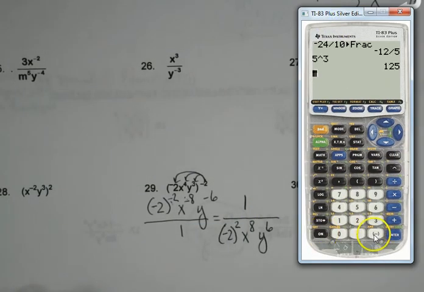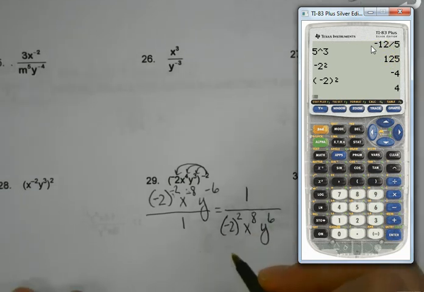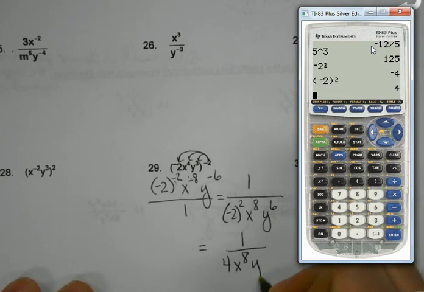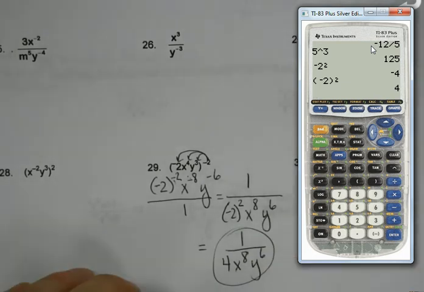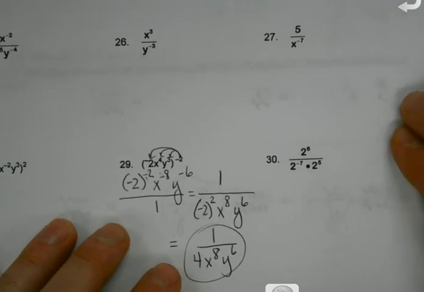If I were to not have the negative 2 in parentheses, and I did negative 2 squared, I get negative 4. That would be incorrect. I am squaring what's called the quantity of negative 2, which gets me positive 4. So this solution is actually 1 over 4 x to the 8th, y to the 6th. Okay, and that one's done. So I'll leave it to you to figure some of the rest of these out, but I'm feeling generous today.